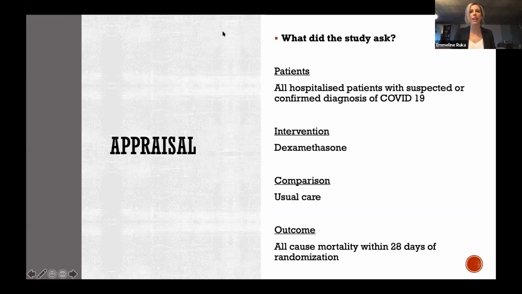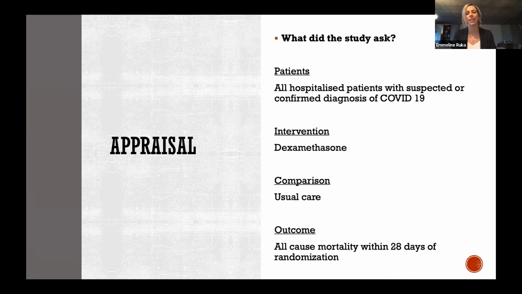I think I went through enough details on the study, so the appraisal is actually very easy once you understand it. So what did the study ask? The population was all hospitalized patients with suspected or confirmed COVID-19. The intervention was DEX 6 milligrams IV or PO daily for 10 days. The median length was 7 days.